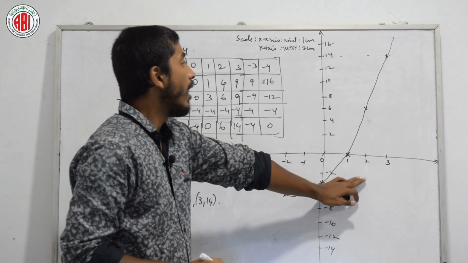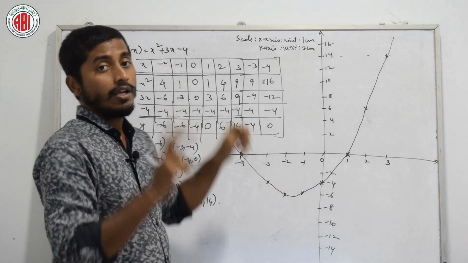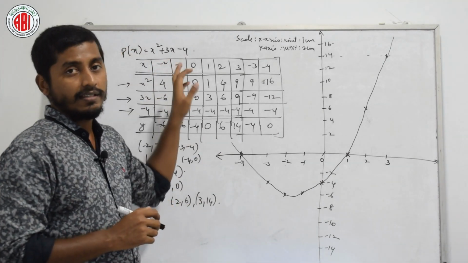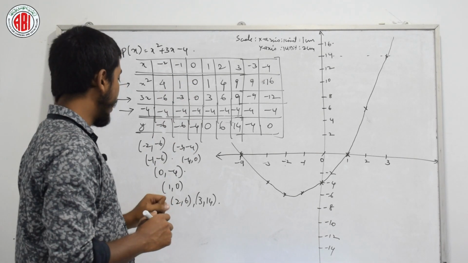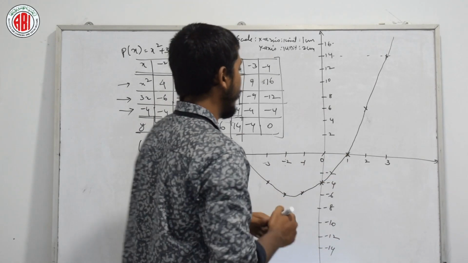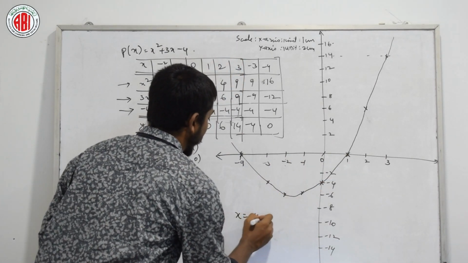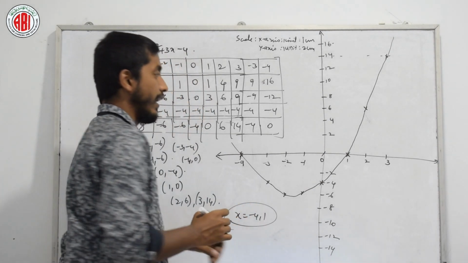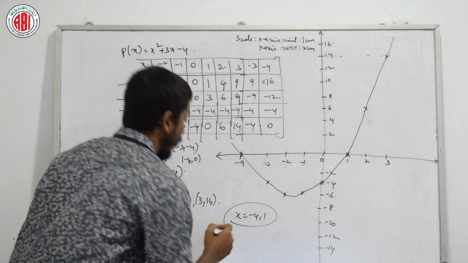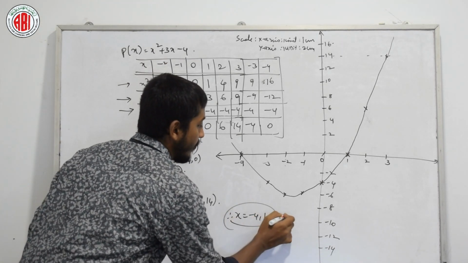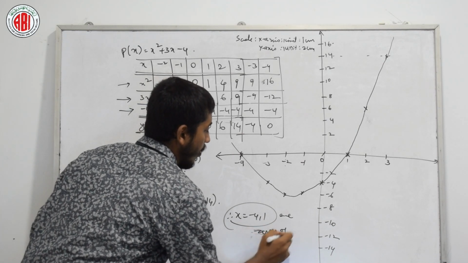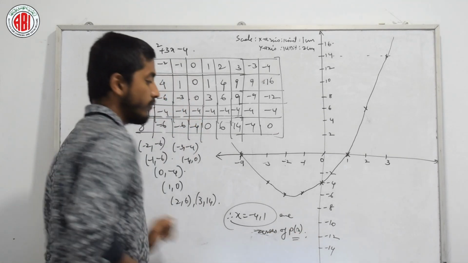Now we can conclude a polynomial with degree 2 has 2 zeros. When do we get zeros? When we equate y equal to 0, we get the zeros of a polynomial. Where are we getting y equal to 0? We are getting y equal to 0 at 2 different points, that is -4 and 1. At x equal to -4 and 1, we are getting the value of the polynomial as 0. Therefore, x equal to -4 and 1 are zeros of p(x). Is it clear?